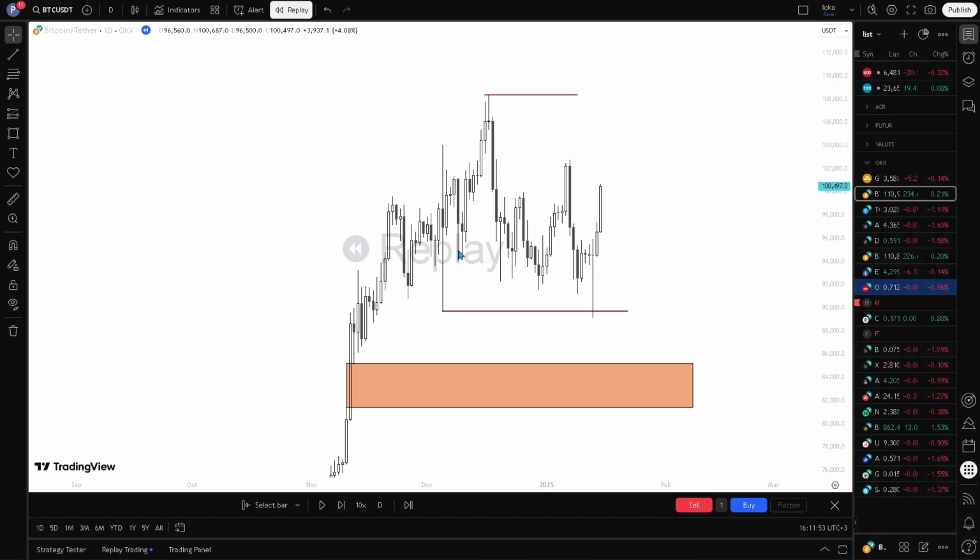Support and resistance don't fail because they are fake. They fail because smart money is hunting liquidity. Most traders place their stop loss right under support or above the resistance. To smart money, that's like free cash sitting on the table. They push price just far enough to trigger your stop, grab liquidity, and then reverse back in the original direction. So now I'm going to show you how to trade support and resistance levels.